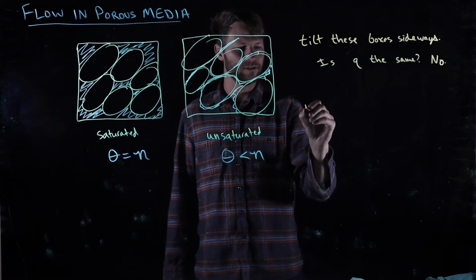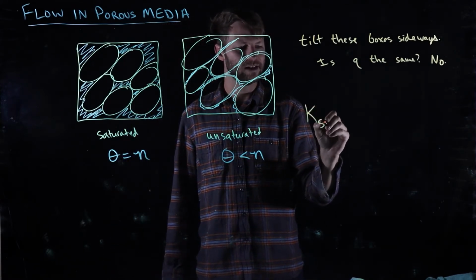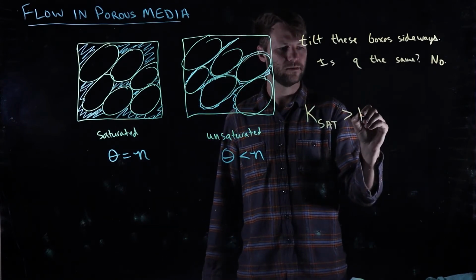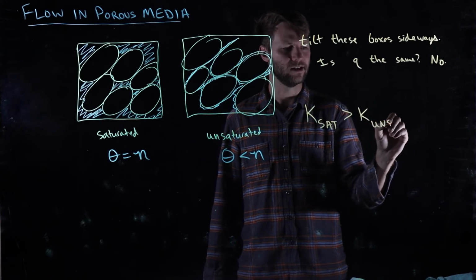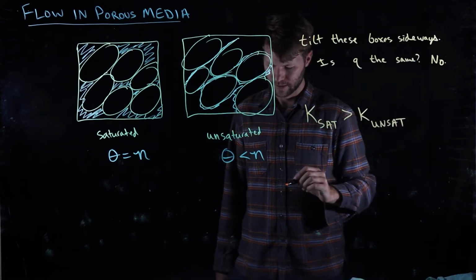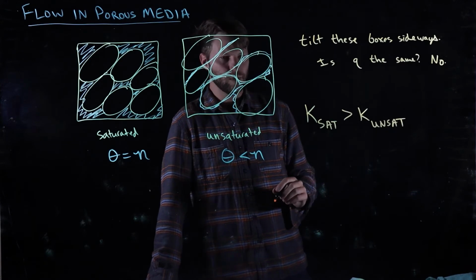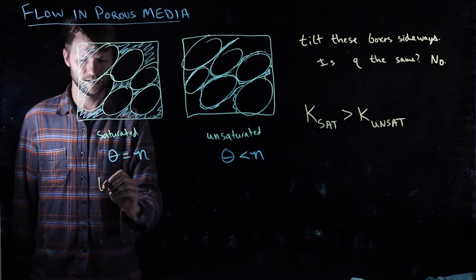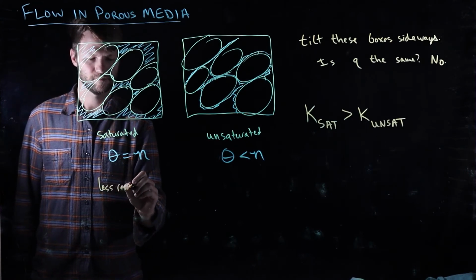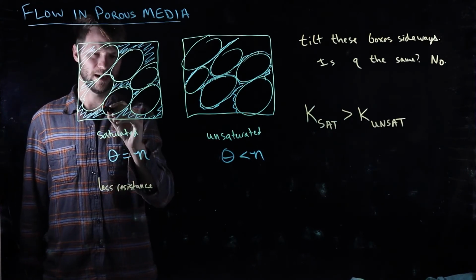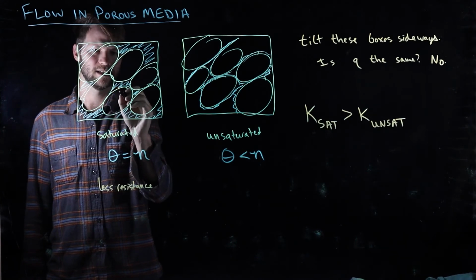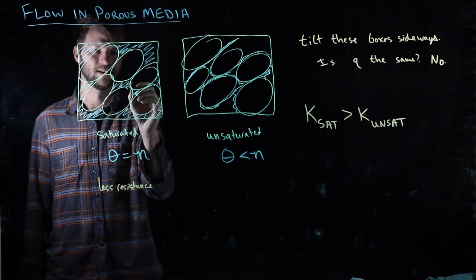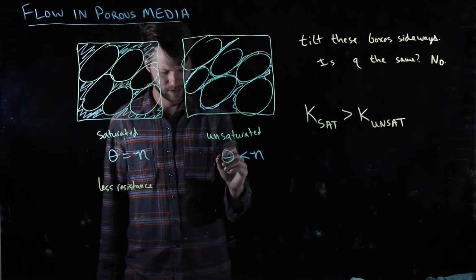And so it turns out that the saturated hydraulic conductivity is greater than the unsaturated hydraulic conductivity. And we know that because, one, there's less resistance to flow. So the water that has to flow right next to a grain is going to be slowed down by friction from that grain. The water that's flowing in between two grains, there's less resistance, one.